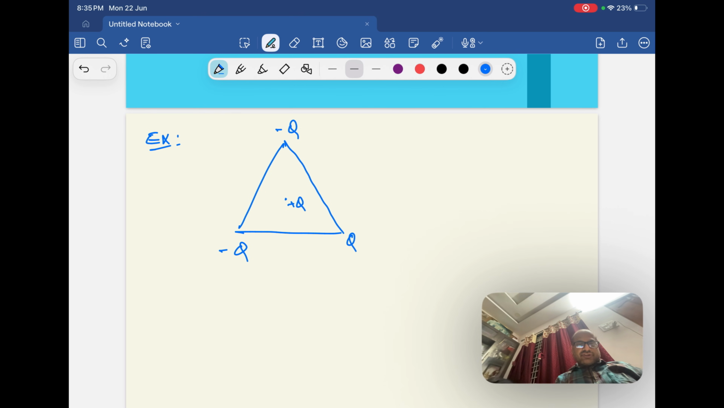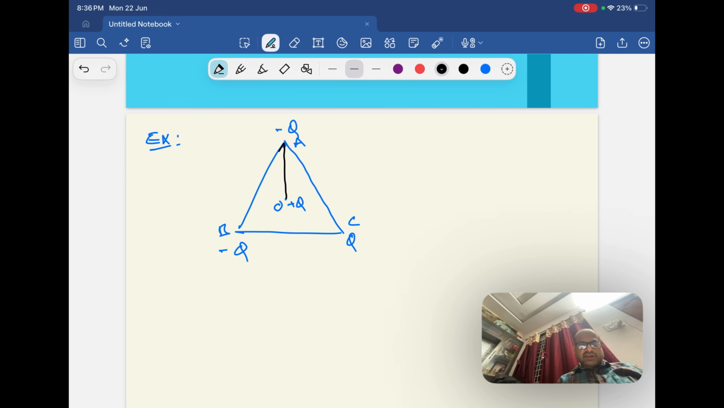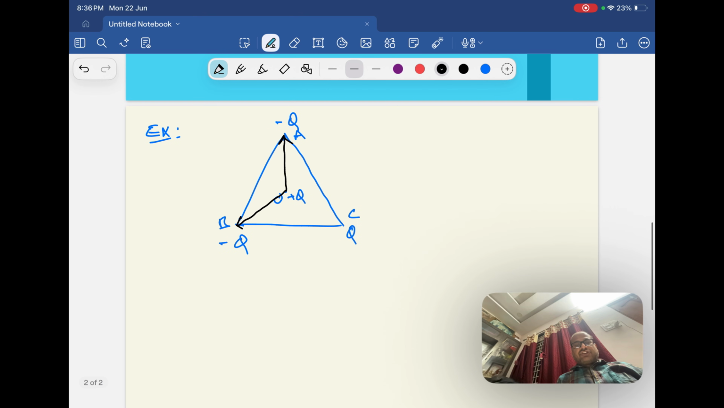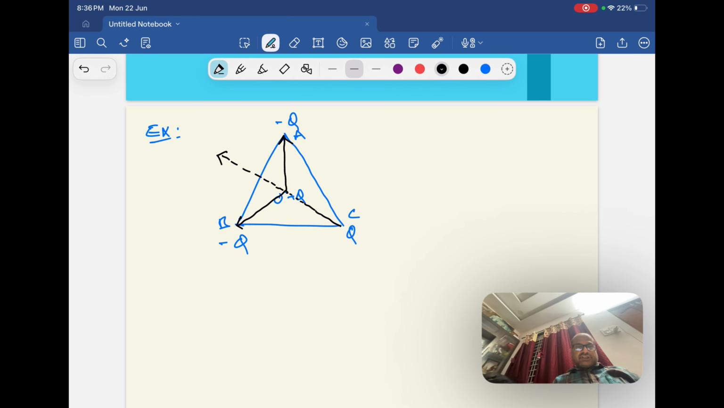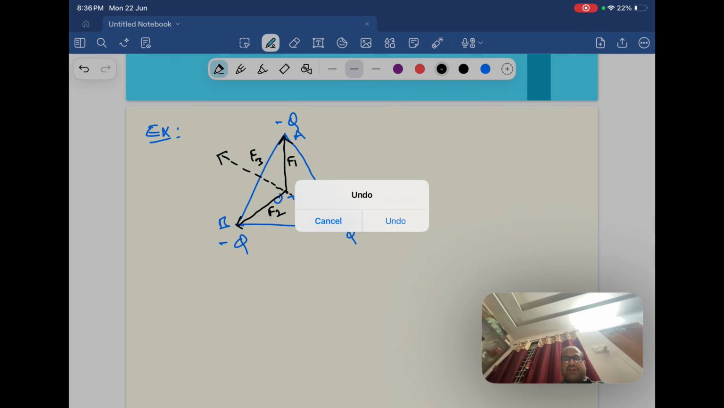So this is center O, this is A, this is B, this is C. The force will be along the line joining. The force because of the charge at A, minus Q, on the charge at O will be like this, along the line joining. And the charge at B will also attract like this, isn't it? And the charge at C will repel this charge along this particular angular bisector, right? You can call these F1, F2, F3. Fine.